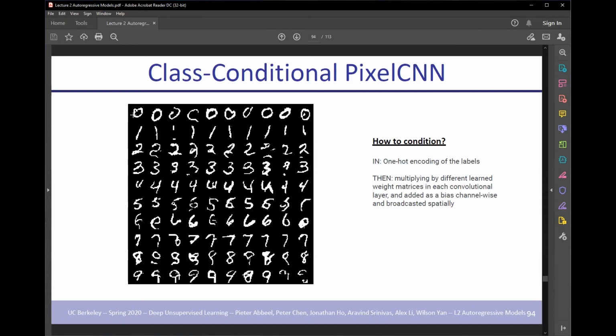The process is described here, but it's essentially using the labels and introducing them as a bias, broadcasting it spatially into the weight matrices that are used to generate the outputs. That's how we selectively begin to push the autoregressive model to generate the conditional output.